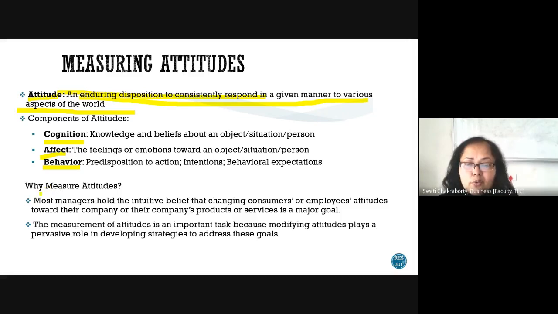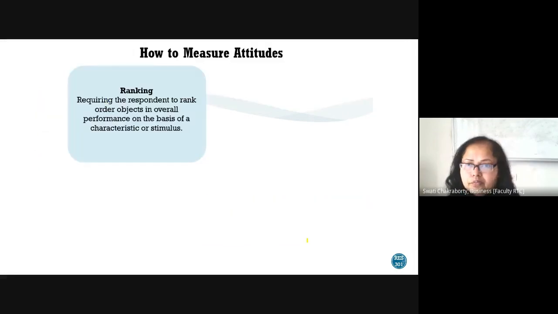So, why do we measure attitudes? Most managers hold the belief that changing consumers' or employees' attitudes towards their company or their company's products and services is a major goal, and an important task. Why? Because modifying attitudes plays a pervasive role in developing strategies to address these goals.